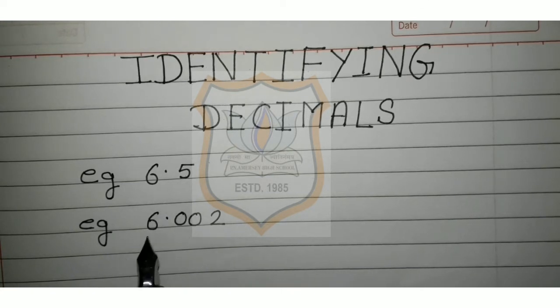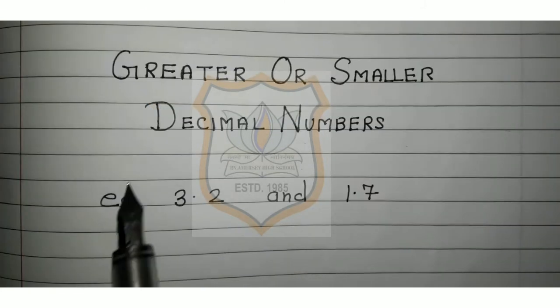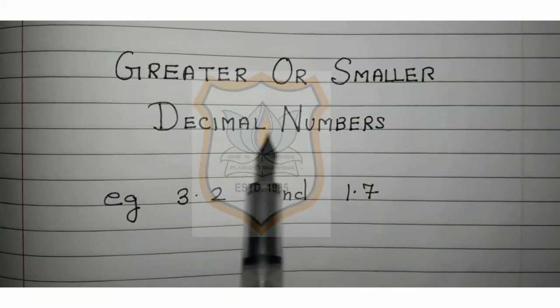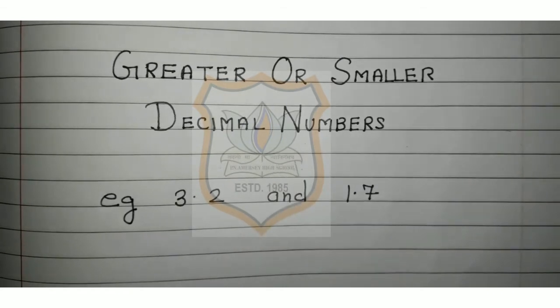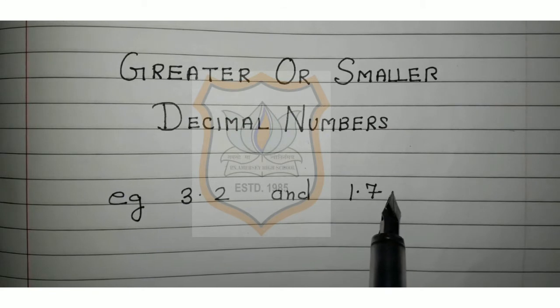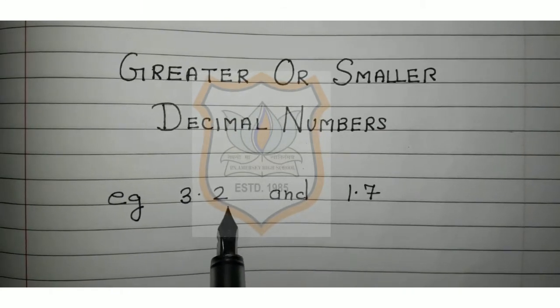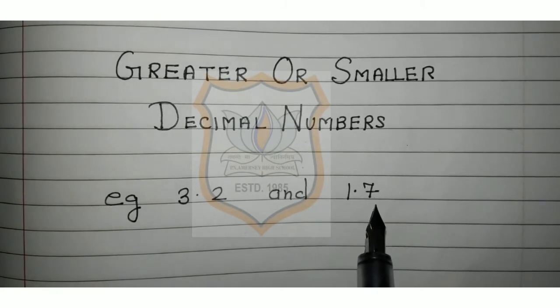Another example is 6.002. This is a decimal number, and here this is a decimal or a point. So we can say that 6.002 is a decimal fraction. Our next topic is greater or smaller decimal number. To explain this, I will give you an example. The example is 3.2 and 1.7. In these decimal fractions, you have to tell whether 3.2 is greater or 1.7 is greater.